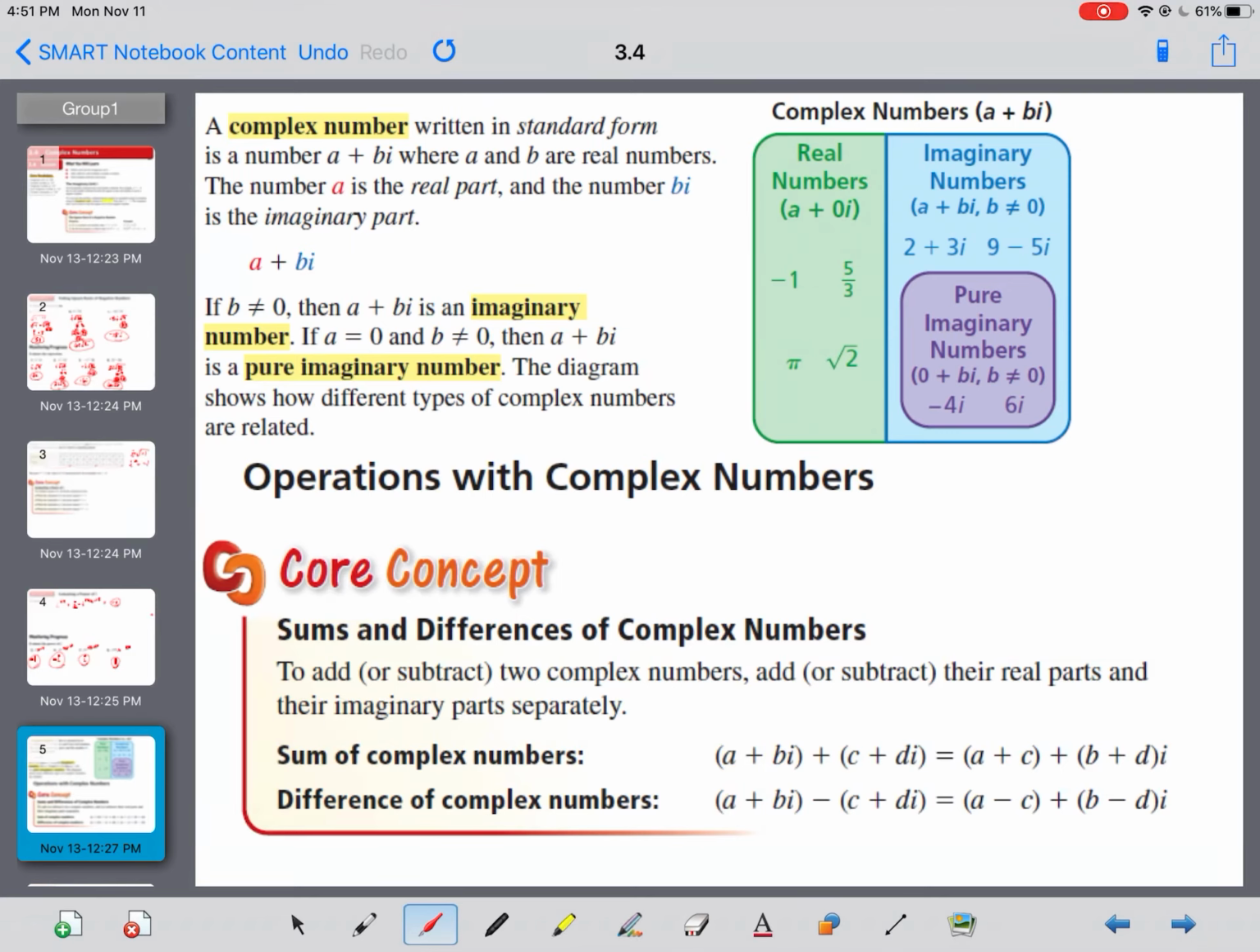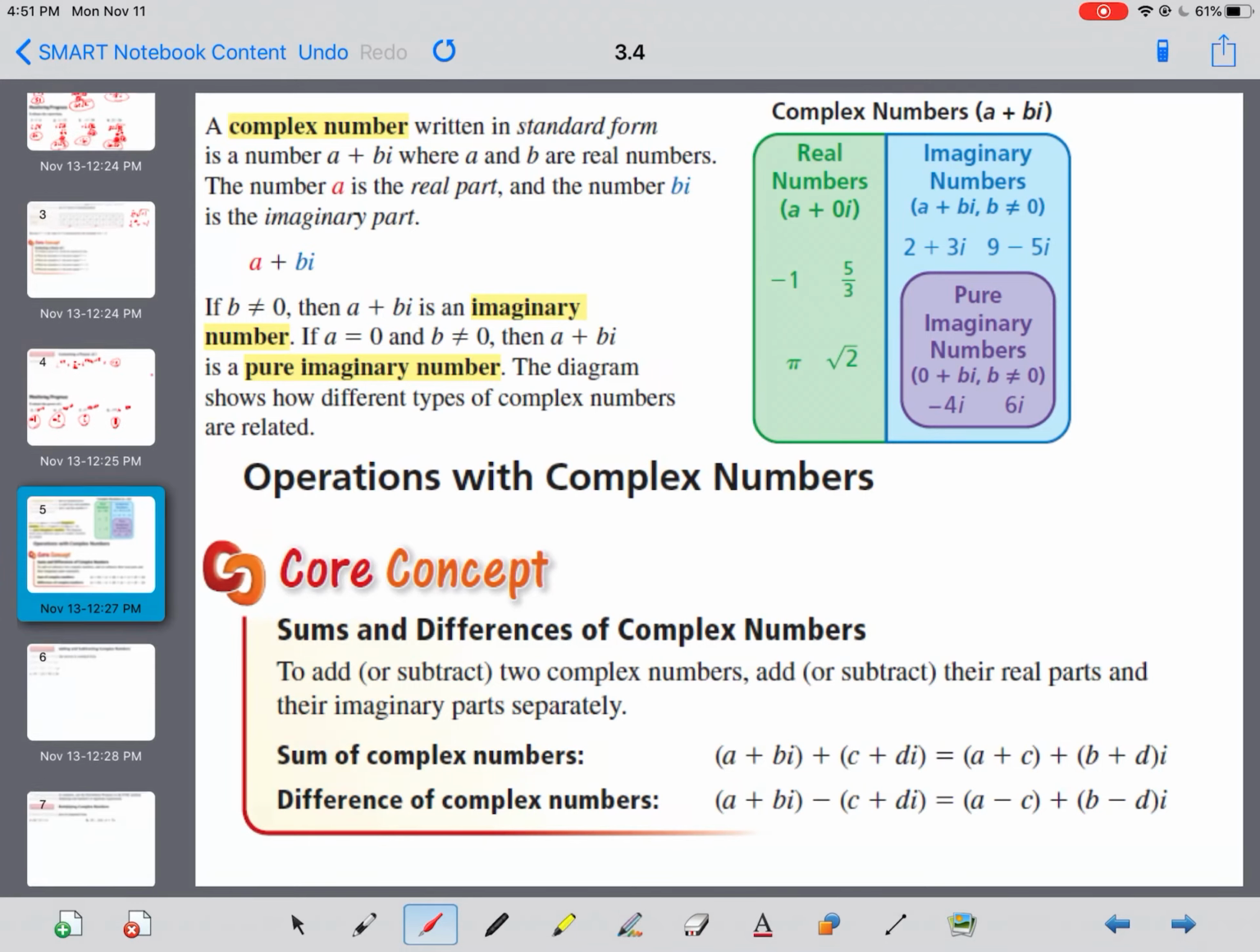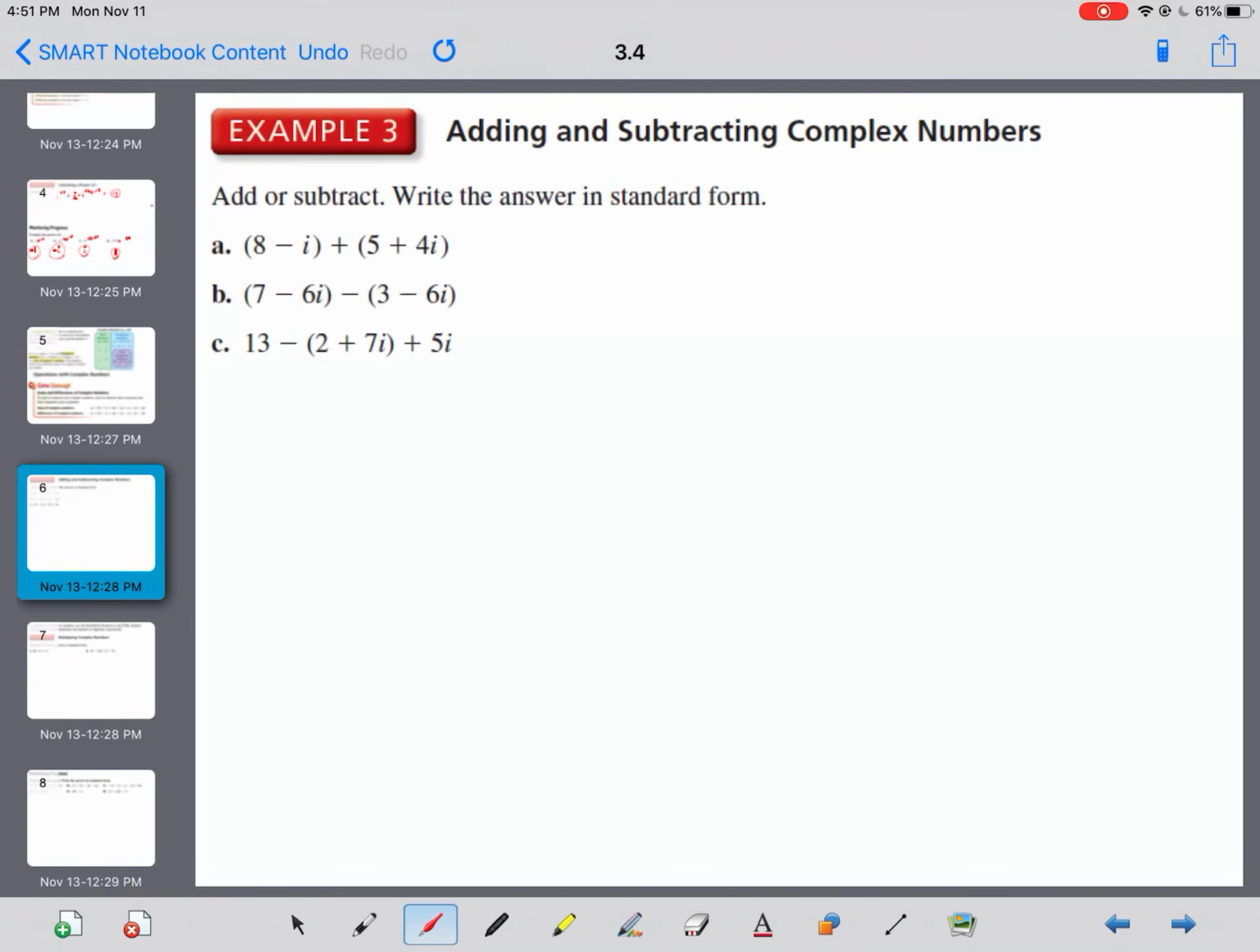So let's look at operations. You can add and subtract them. All you have to do is add and subtract the like terms: real parts with real parts, imaginary parts with imaginary parts. It's very simple. They do a whole separate thing. I kind of just underline things that are like each other and combine those in the way that I'm supposed to. So let's check out an example.